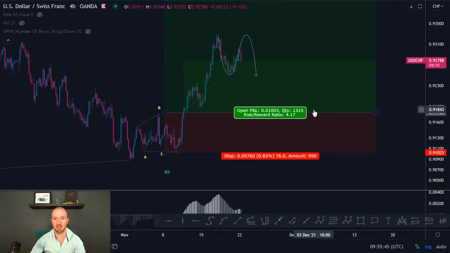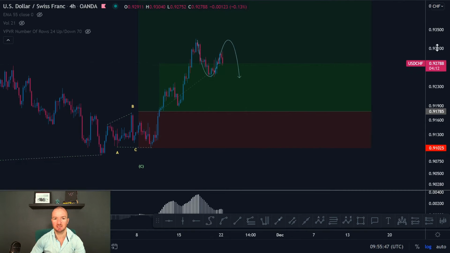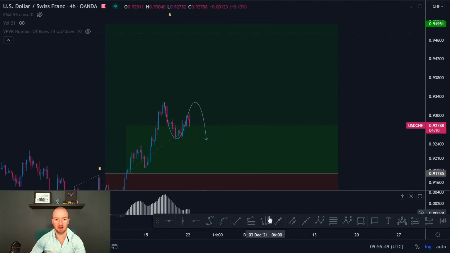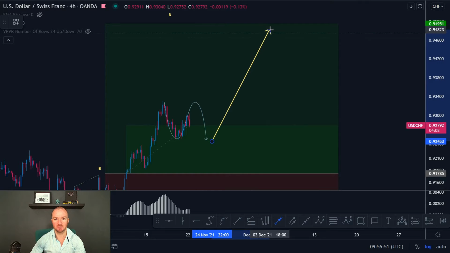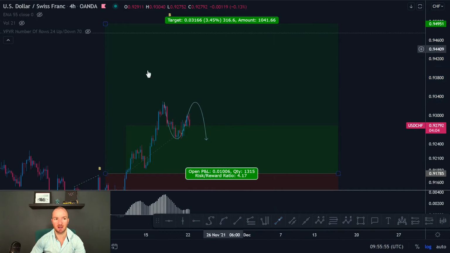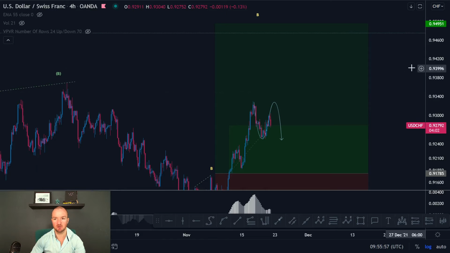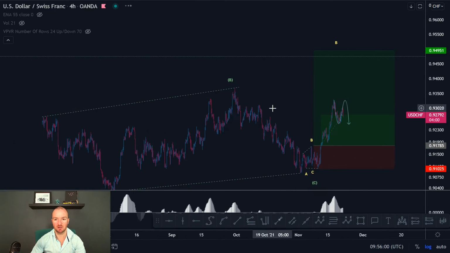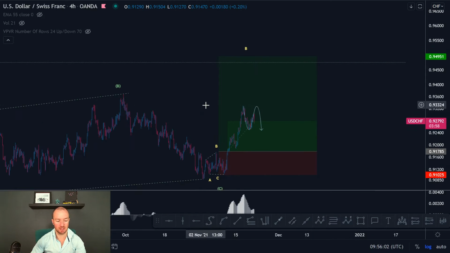We expect that consolidation to continue for the rest of the week in this region, before taking off to the upside to our full target, sitting at around 0.95 on the US dollar Swiss. So far so good in that trade. Everything is looking pretty good, and profits should continue to come in there.